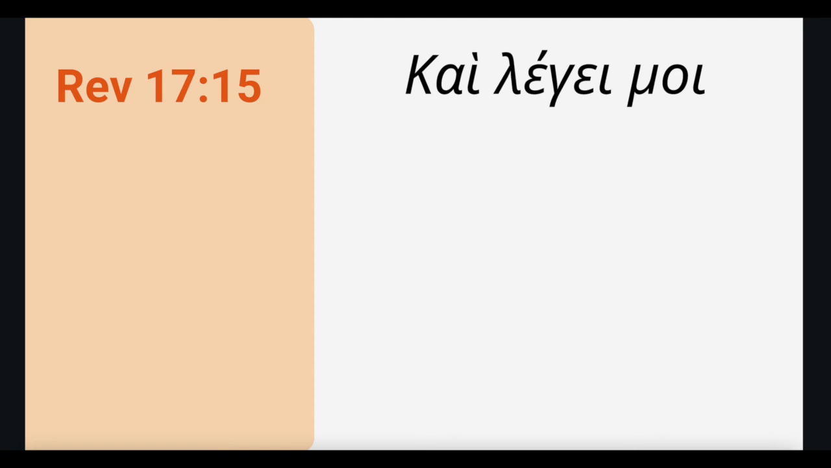So the only way we know when a present tense verb is to be translated with the English past tense is by context. And because in this video we don't have time to go through all of the context, you'll just have to take my word for it for now. We'll get into this in more detail some other time. But in this case, kai lege moi means, and he said to me.